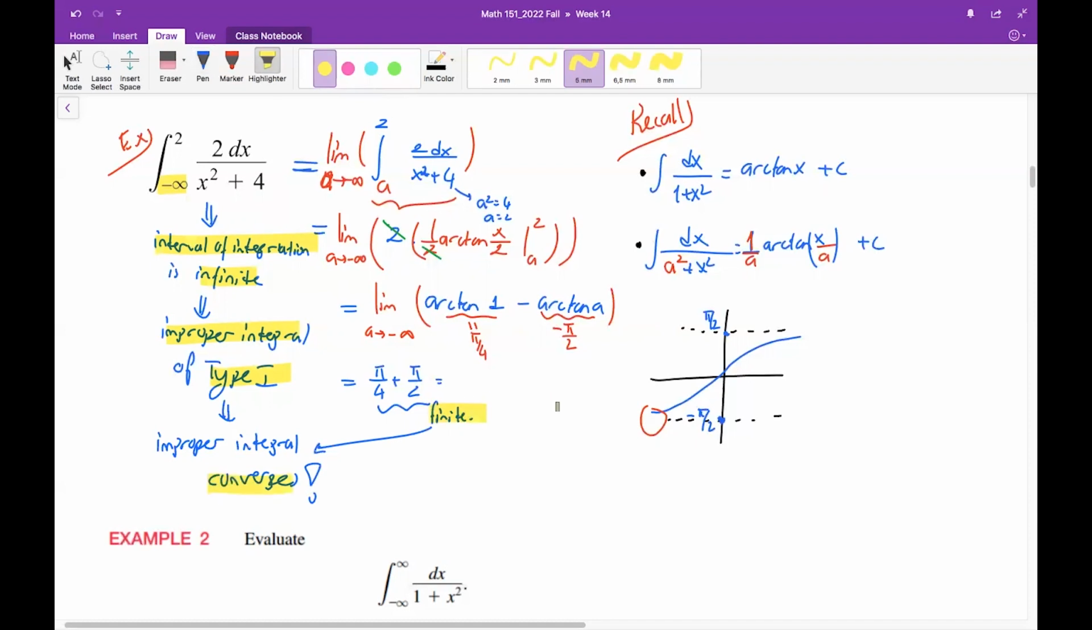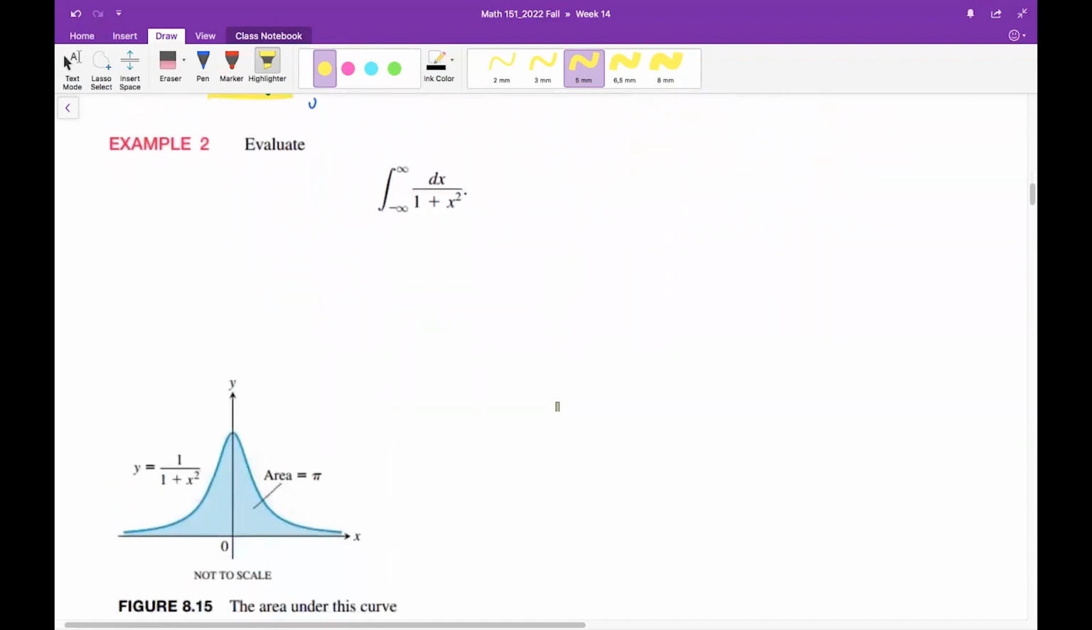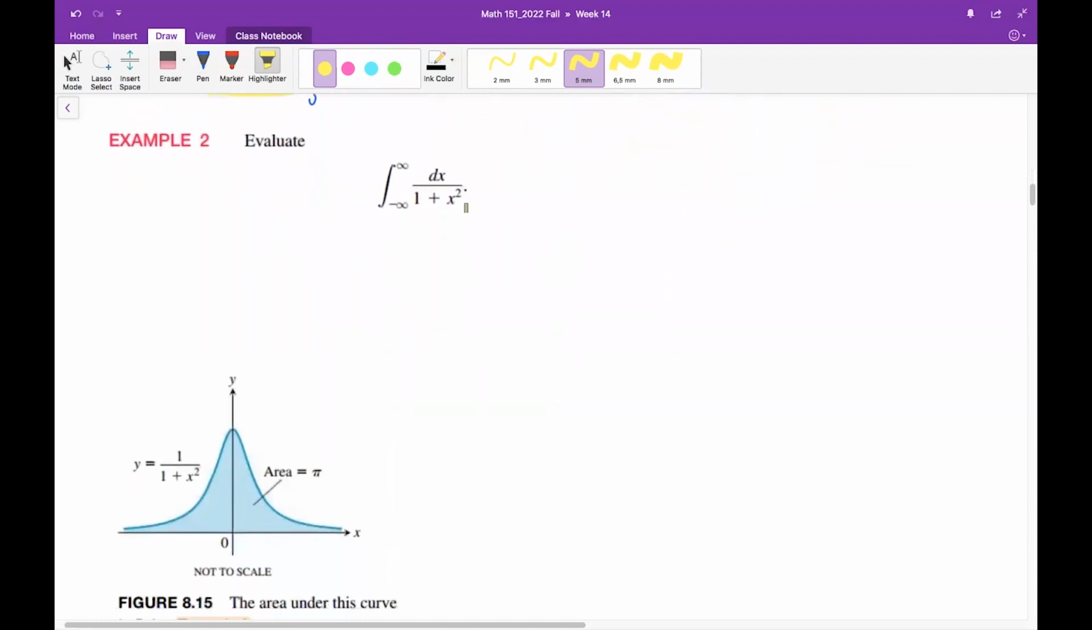So let's move on with the second example. This time we want to integrate 1 over 1 plus x squared over the interval from minus infinity to plus infinity. Again, this is an improper integral of type 1 because the interval of integration is infinite. So, infinite interval, meaning that this is an improper integral of type 1.